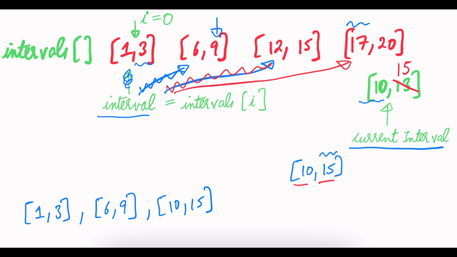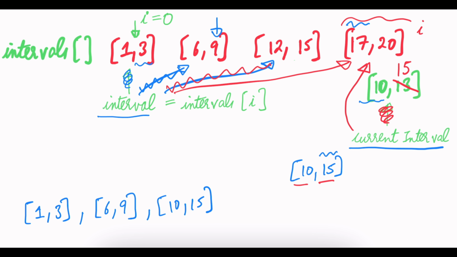After adding 10, 15 to our new array of intervals, we are also going to update the value of current interval. This now points to the interval 17, 20, and now we increment I. So now I goes out of bounds and we are done with iterating over our original array of intervals. So our current interval points to 17, 20.